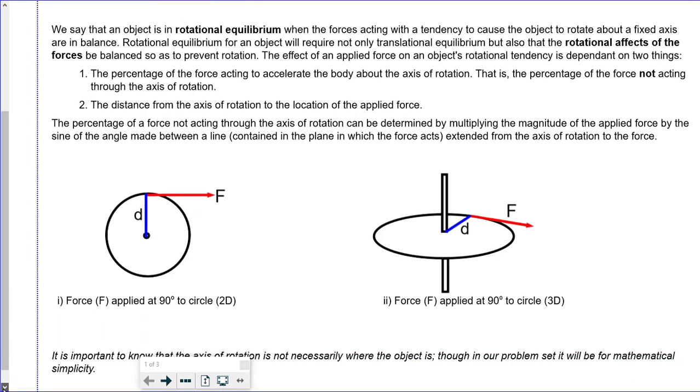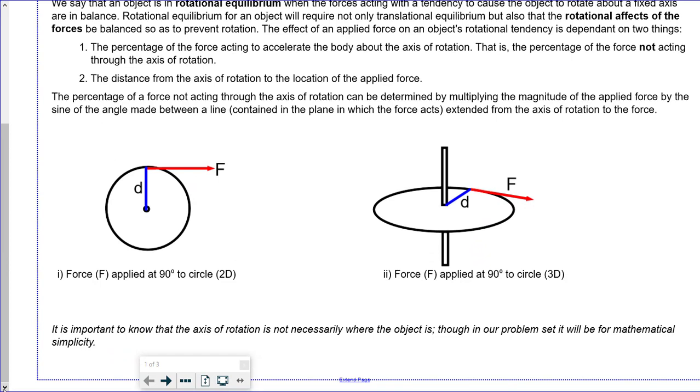I've included two drawings. One is a two-dimensional drawing. You're looking straight at a disc and a force applied to that disc. That force is applied at 90 degrees to the disc, meaning on a tangent. And we can see that the distance measured to the point of application of that applied force is measured from the axis of rotation.